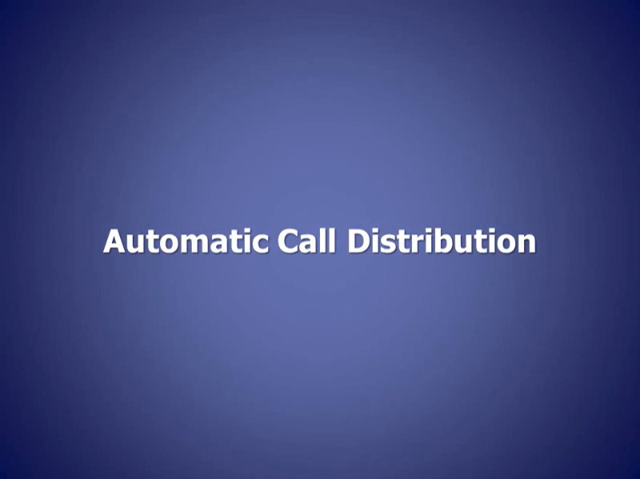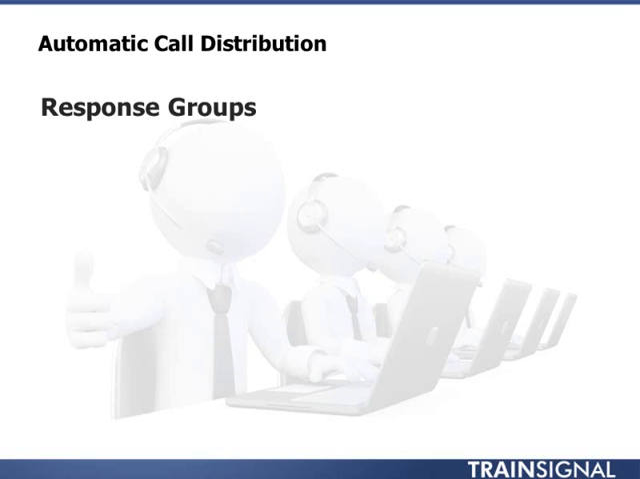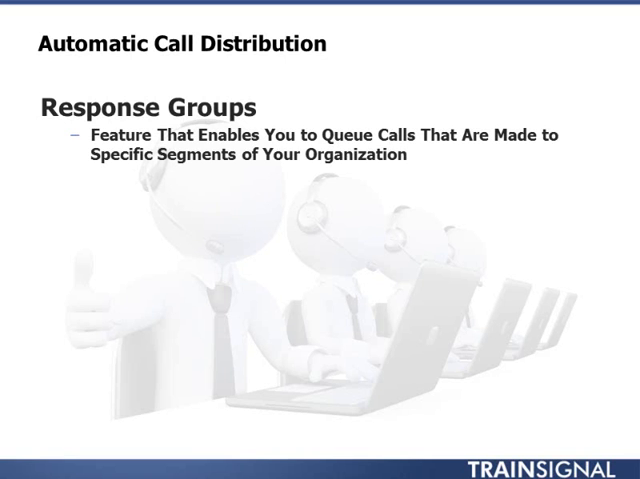Now that we have seen how to create announcements for calls coming into unassigned numbers, let's take a look at the automated call distribution of the response group application. Microsoft Lync has built-in support for departmental automated call distribution. It's called response groups. It's a call management feature that enables you to queue calls that are made to specific segments of your organization, such as calls coming into our sales team or help desk, or even the operators.